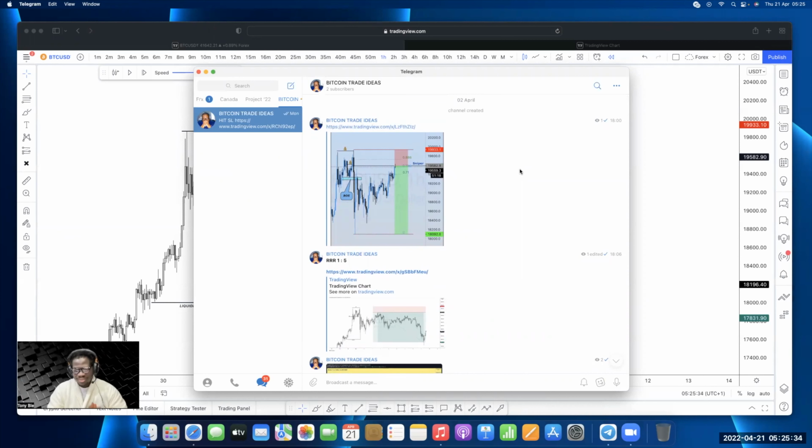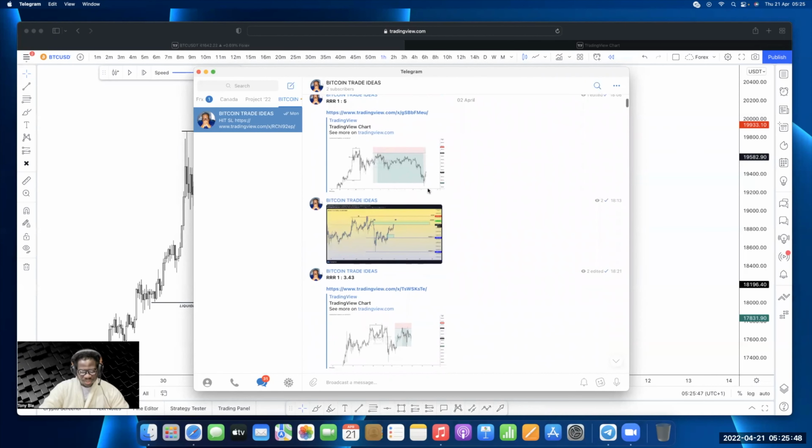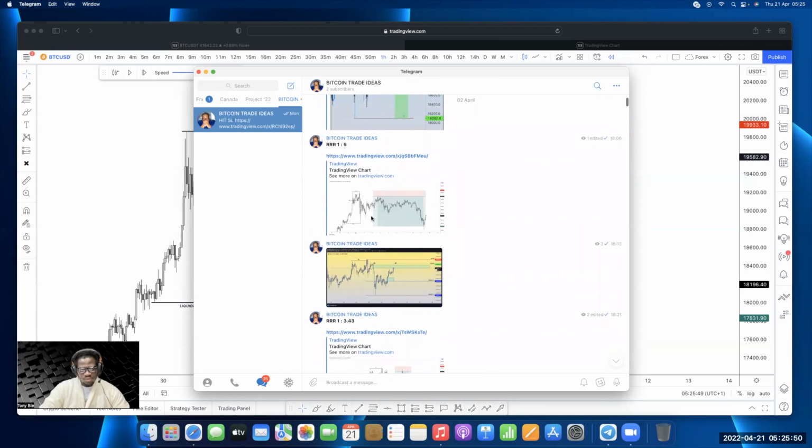So it played out on December 3rd, 2020. I marked it out and it played out perfectly. It gave me a risk to reward of 1 to 5. Yes, so that is the first one, and this is it, a risk to reward of 1 to 5.